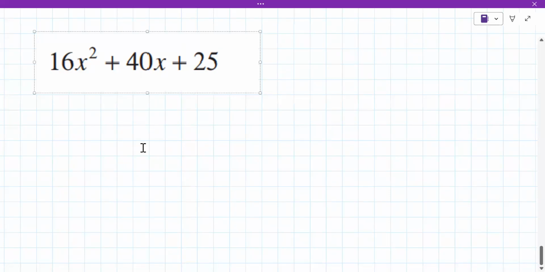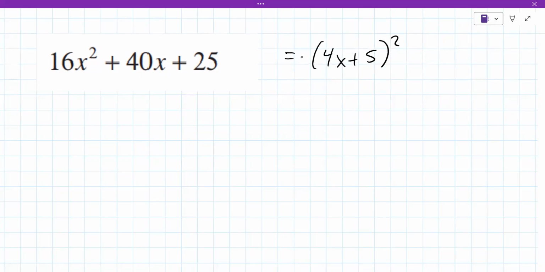So the perfect square, so that would be the square root of 16x squared plus the square root of 25, sorry. That'll be (4x plus 5) squared. Like this. All right, very good. Let's have you try another one here.